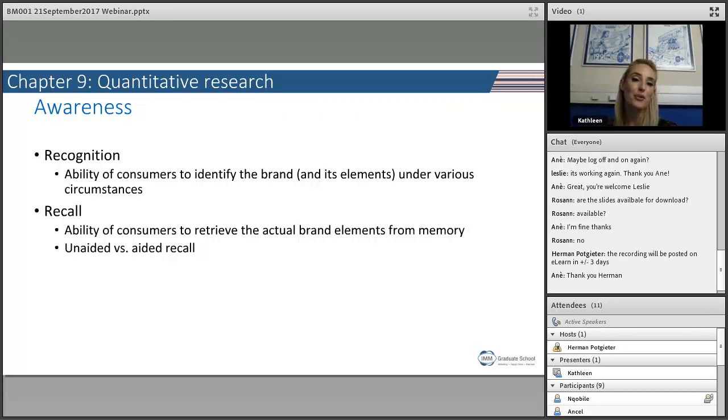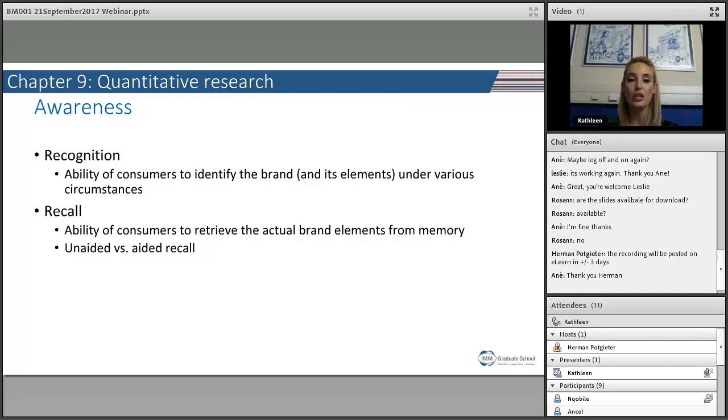So how do I measure awareness? Awareness is measured in two ways. I measure recognition and recall. Recognition means that if you show someone a brand element, like a logo, or let them listen to a jingle, they will recognize who that element belongs to. Recall is when customers or respondents are able to recall a brand from memory. For example, if I say to you, what is your favorite fast food restaurant? You would then mention that name, and that would show me brand recall.